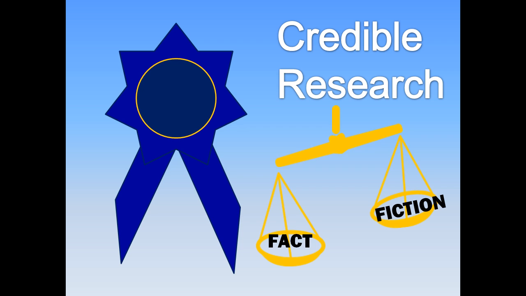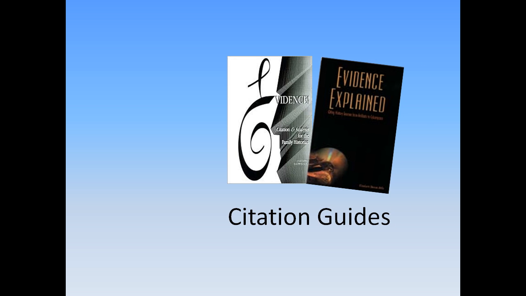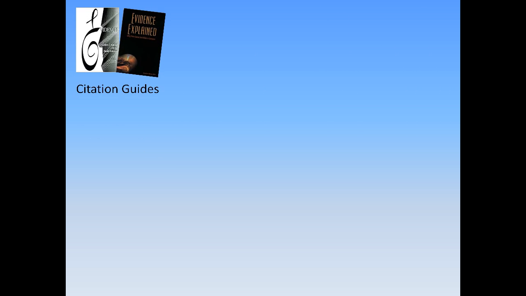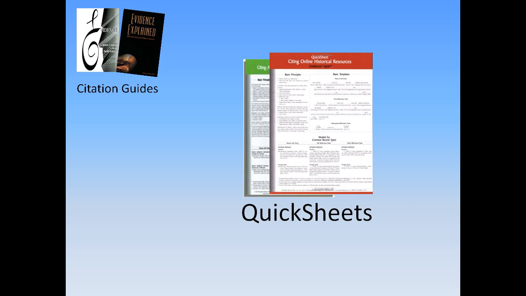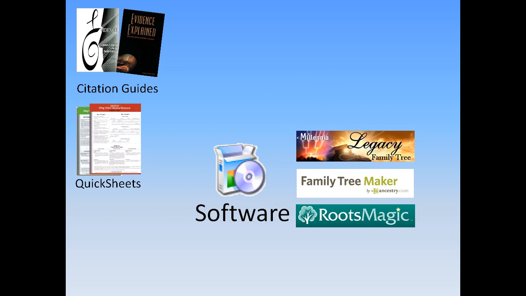The question is not, do we need to cite sources? It's, how do we make citing sources achievable by all? Currently, citing sources is just too difficult. In recent years, this is getting easier with the creation of genealogy citation guides, quick sheets, and software. But it needs to be even easier still.